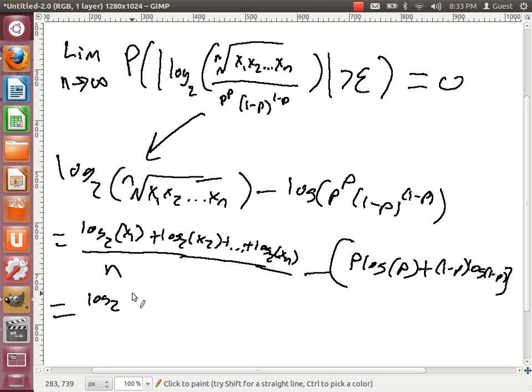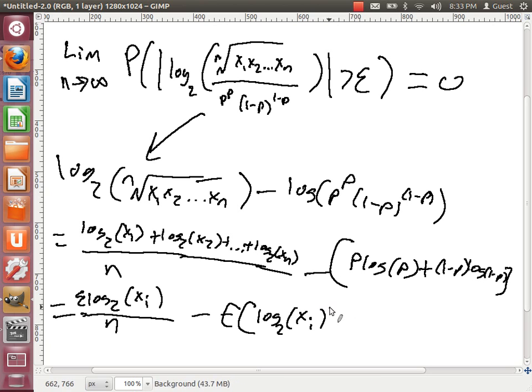which you may note is the same as the expected value of the log of a variable drawn from this distribution, which takes value p with probability p and the value 1 minus p with probability 1 minus p. So now we see that the expression that we're looking at is just the difference between the average of n values drawn from a particular distribution and the mean of that distribution. Here the distribution is the one which takes the value log p with probability p and log 1 minus p with probability 1 minus p.